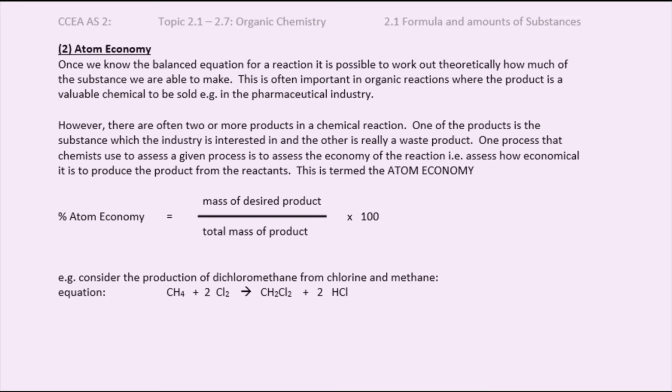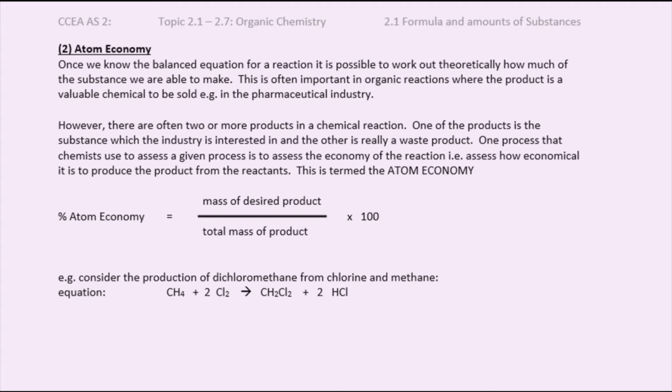Okay. On the next page, page 24, is another percentage calculation. This was called atom economy. Now, the link is obviously the percentage, but it's a slightly different thing, this. Percentage atom economy measures how economical your process is.